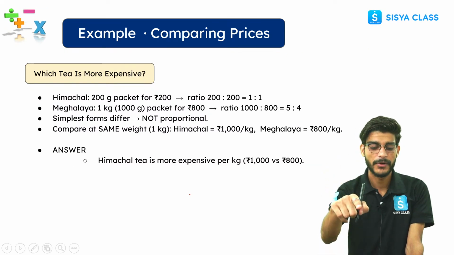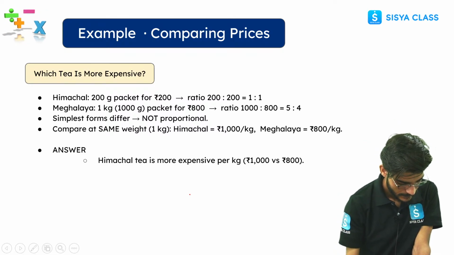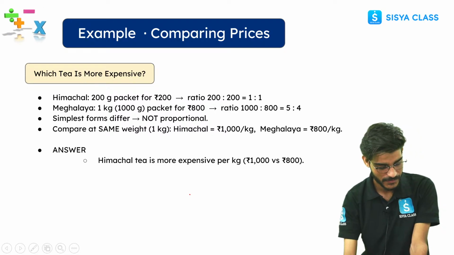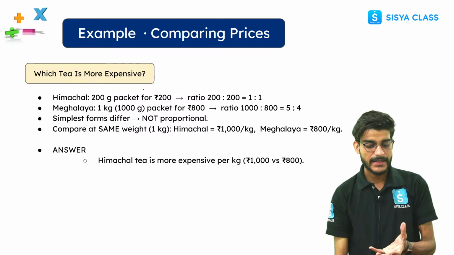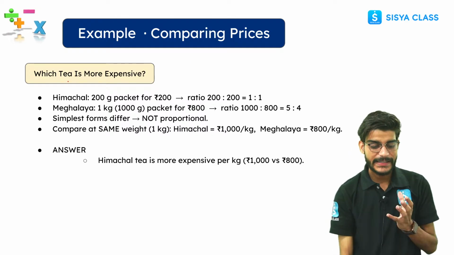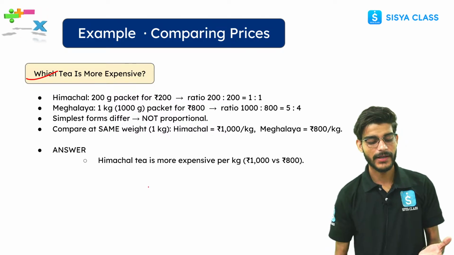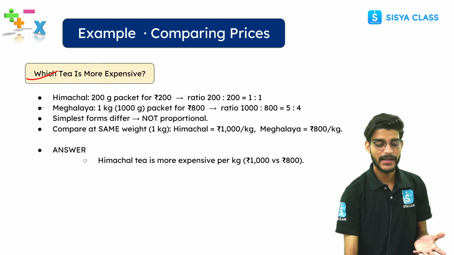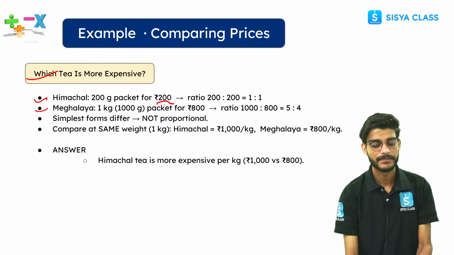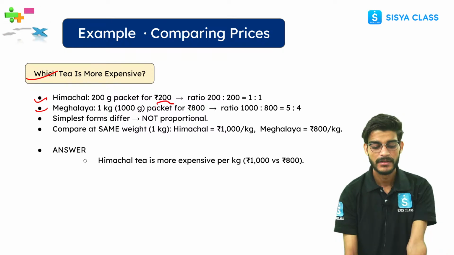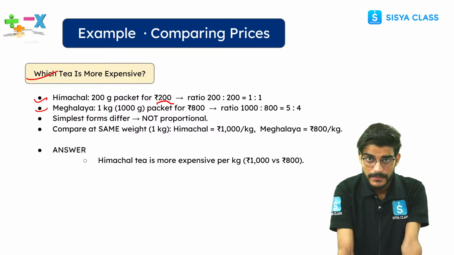Let's do one more example of comparing prices. What does it say? Comparing prices means which tea is more expensive. The question is asking which tea is more expensive, Himachal tea or Meghalaya tea. So in Himachal we have a 200 gram packet for 200 rupees.